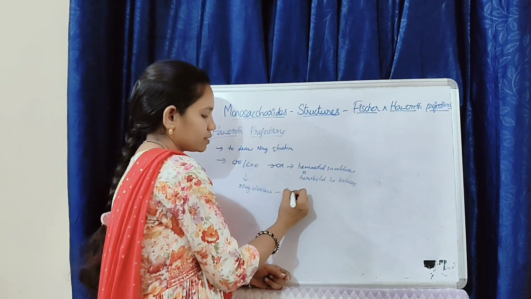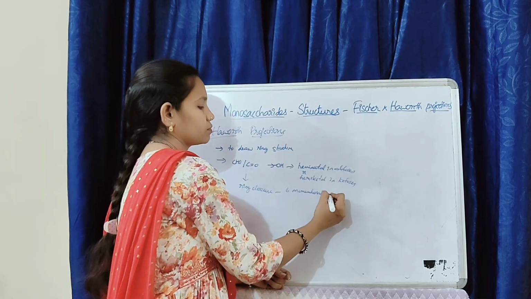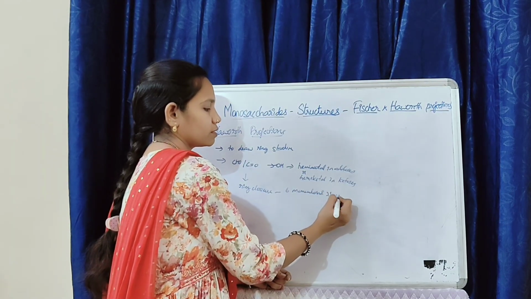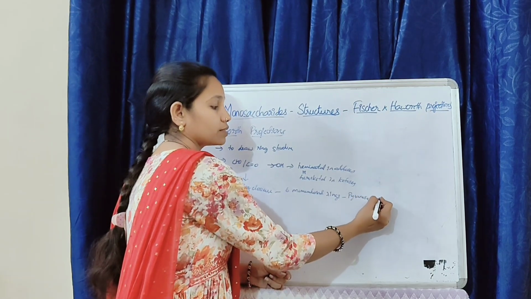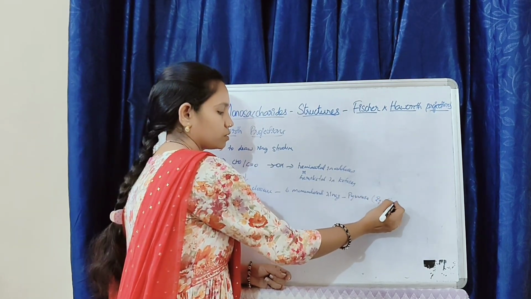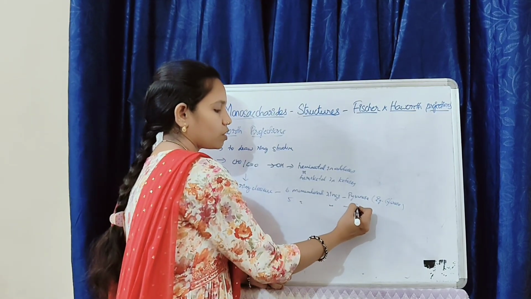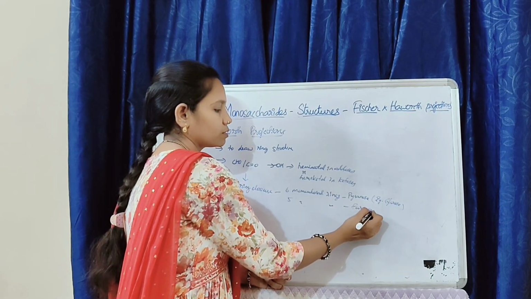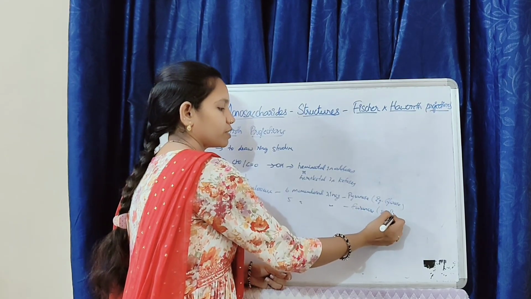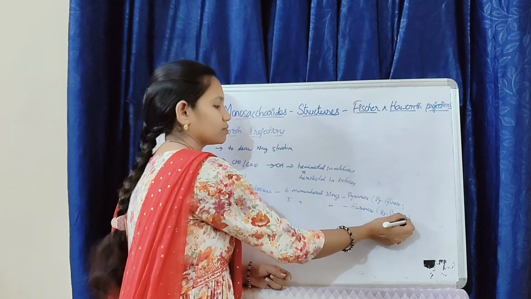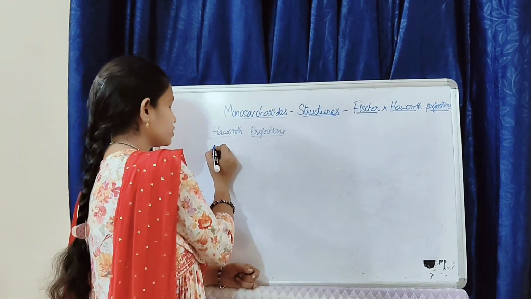Now that leads to ring closure forming 6-membered rings. These are called pyranose. Example, glucose. It also leads to 5-membered rings called furanose. Example, fructose. Is it clear?